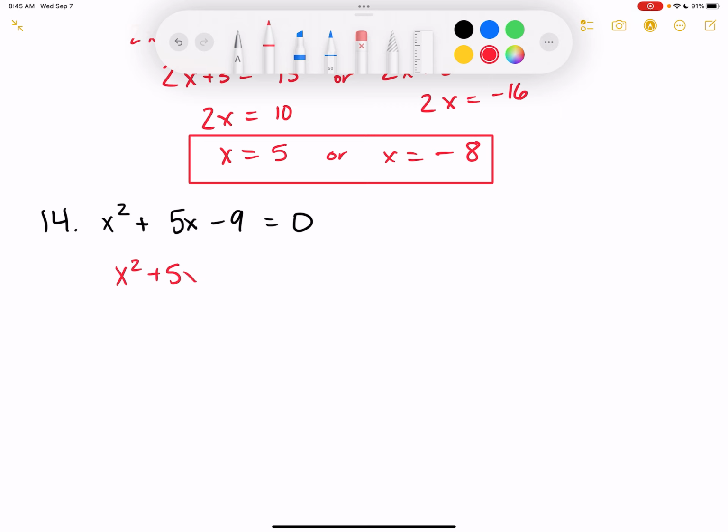X squared plus 5x equals 9. Now what? Then you gotta half the middle term squared. I need to first add a box to both sides. Box it. And then I can do what Nathan said, half the middle term squared.